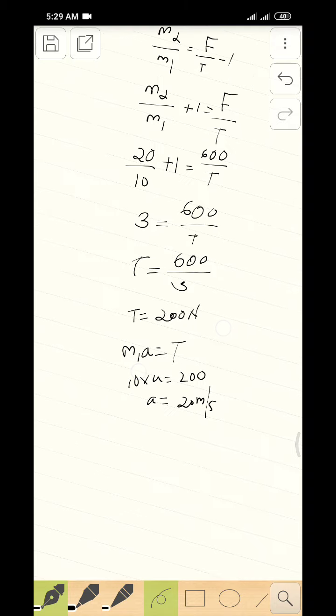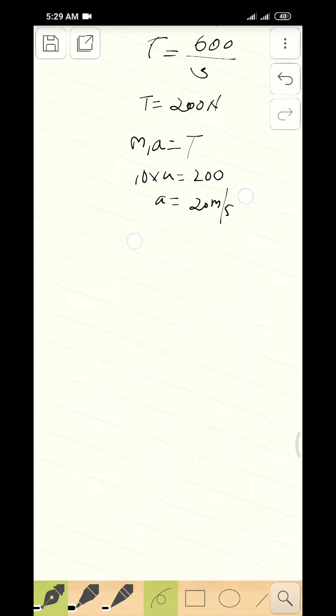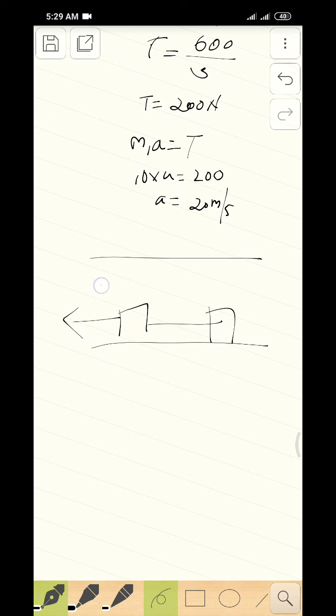Okay. Now in the next case, you are applying the force over the body A instead of B. You are applying a force of 600 Newton on the body A. Then also the tension will act from A to B and B to A, and there will be m1a and m2a acting.